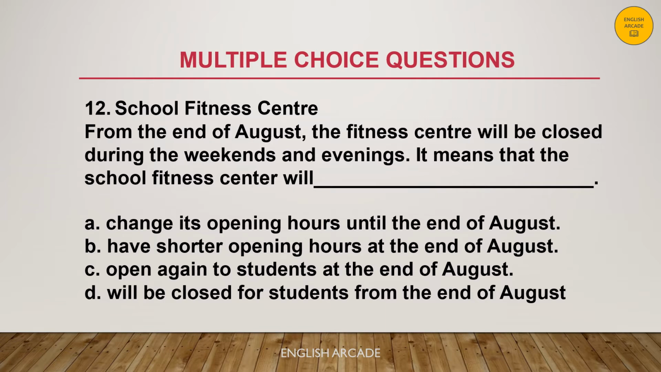The correct answer is B. The fitness center will have shorter opening hours at the end of August. So it will be closed during weekends and evenings from the end of August. So from the end of August, it will have shorter opening hours. It will open for much less duration as it will be closed during the evenings and even on the weekends. So B is the correct answer.